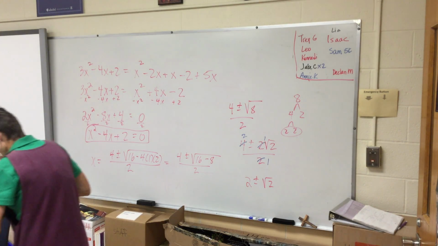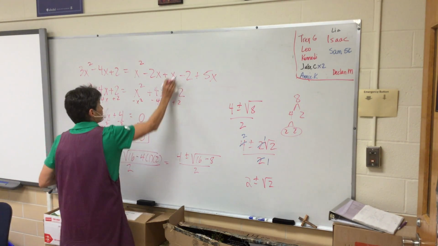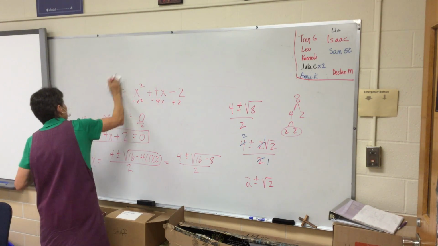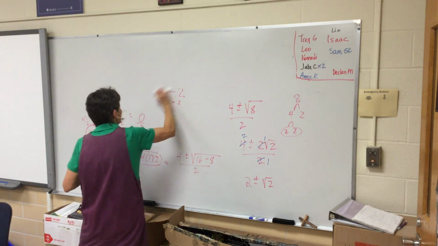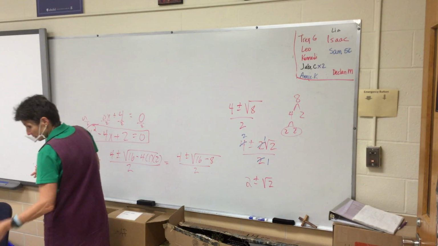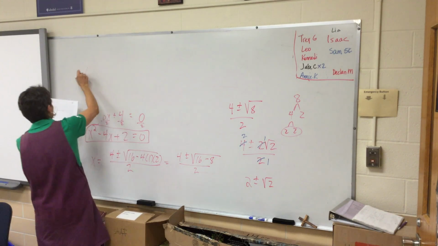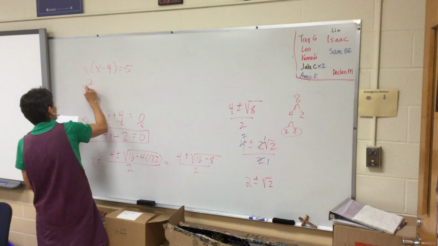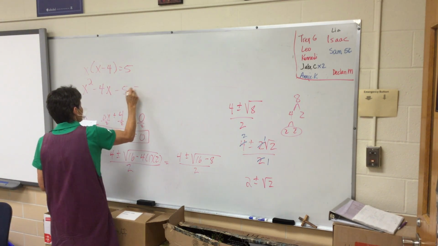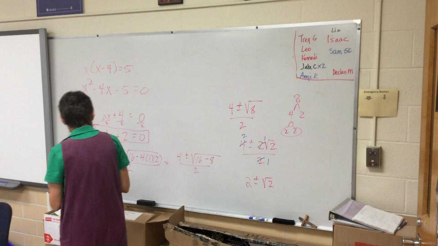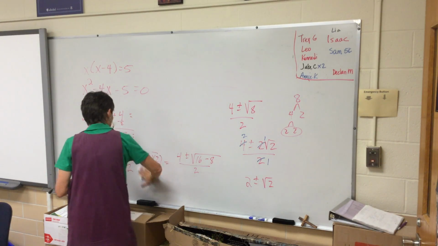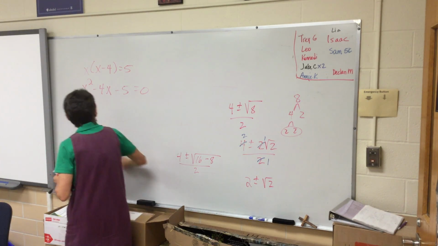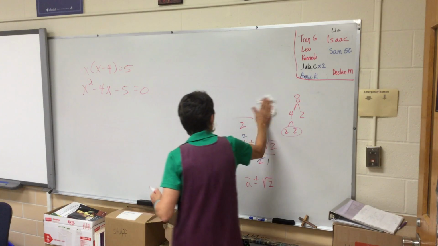Oh, there's a couple more. Here we go. X minus 4 equals 5. What do you think we ought to do with this one? Okay. All right. So distribute and subtract the 5. Sounds like a good plan. So x squared minus 4x minus 5. And then it factors. That one factors. Now, what if you don't see that it factors? You could use the quadratic formula and do exactly what we just did.